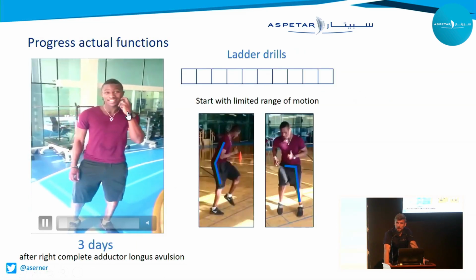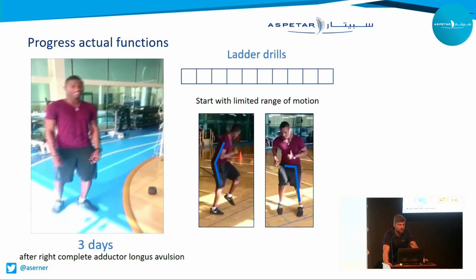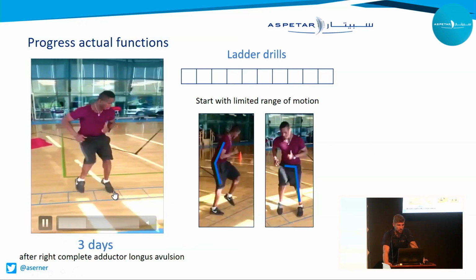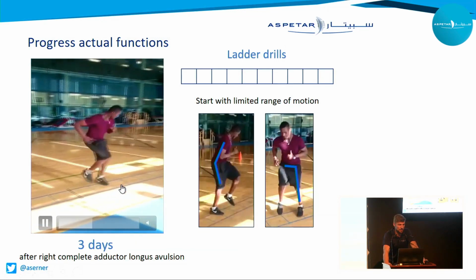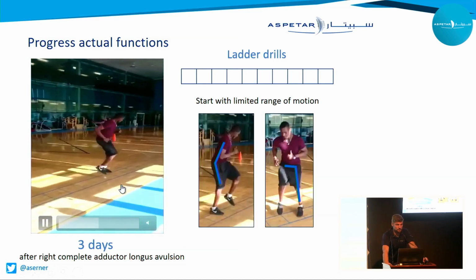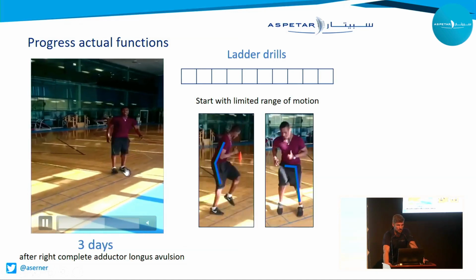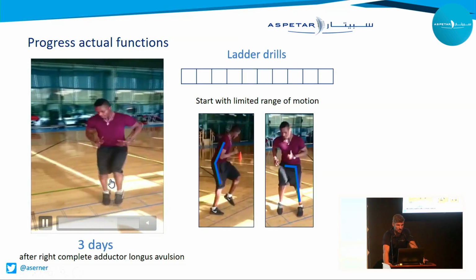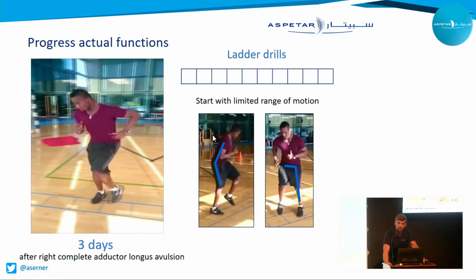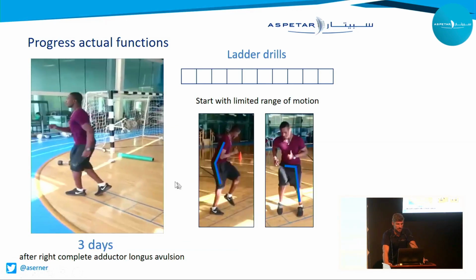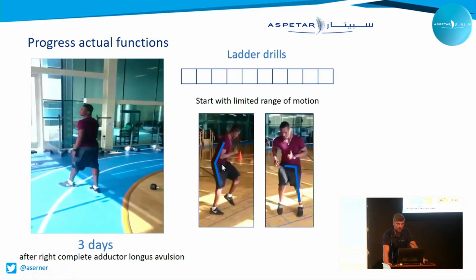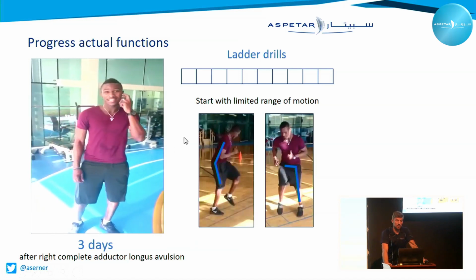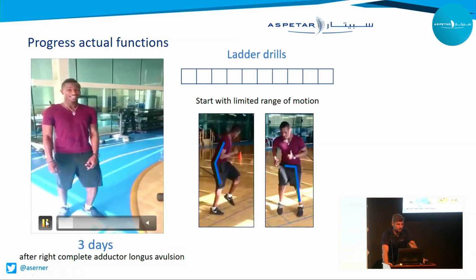So when can you start running? I mean, it varies a lot. Here's an exceptional example, also with a right complete adductor longus avulsion. We'll get him on the ladder drill and check his ability. Here he's doing a shuffle drill from side to side. So if we start with a very limited range of motion, in this exercise we don't even get into hip extension. We have a very limited hip abduction as well. So they can actually often do a lot more than you think.